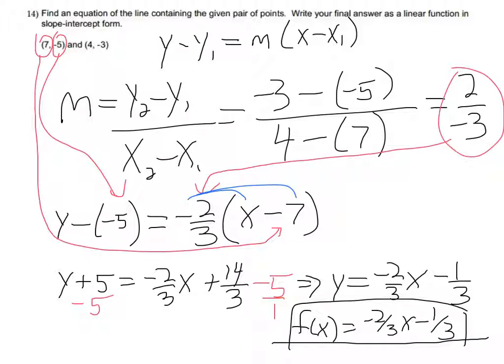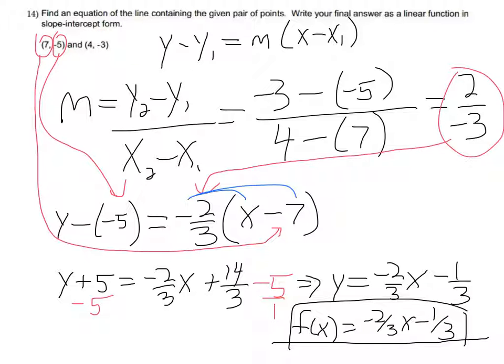Before I move on, one thing that you can always do on a problem like this is to make sure that this line that you just came up with actually goes through the points that you just worked with. So for example, if x were 7, you plugged in 7, this would be minus 14/3 minus 1/3, which is negative 15/3, which is negative 5, which is what you should get. If you plug in 4, that would be negative 8/3 minus 1/3, which is negative 9/3, which is negative 3.